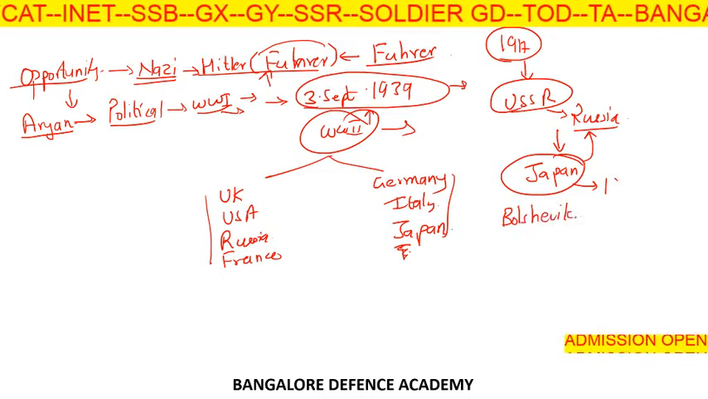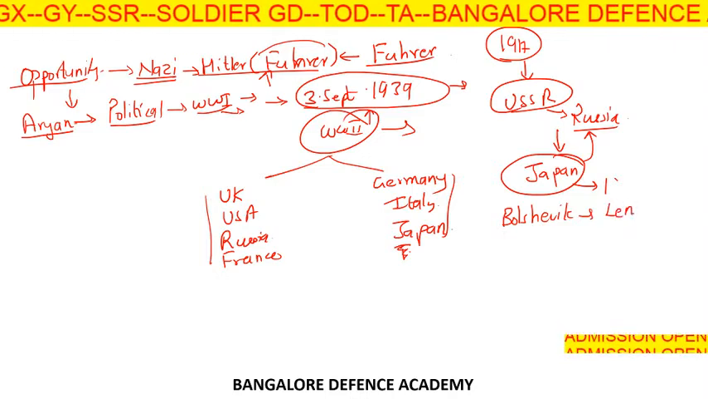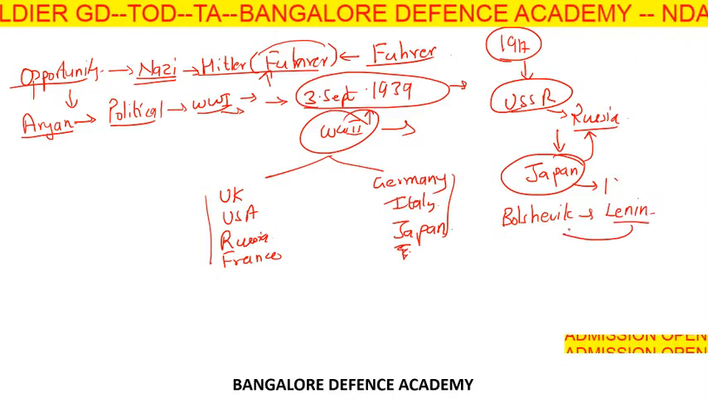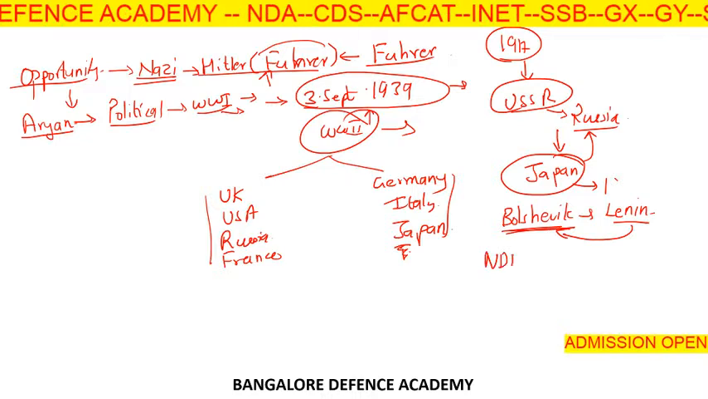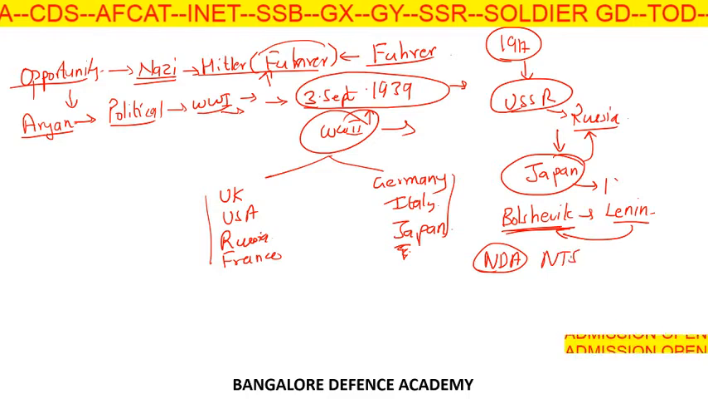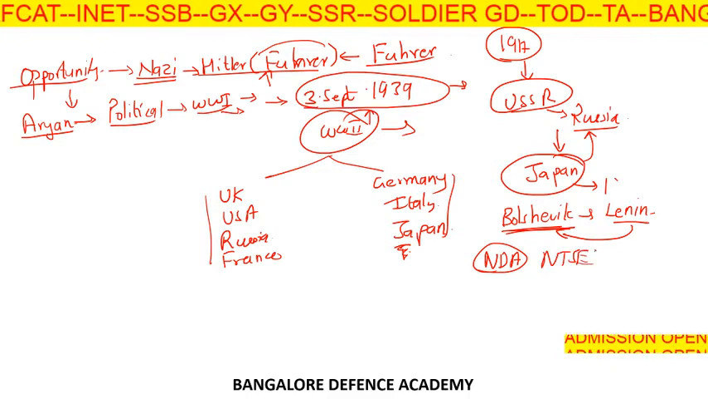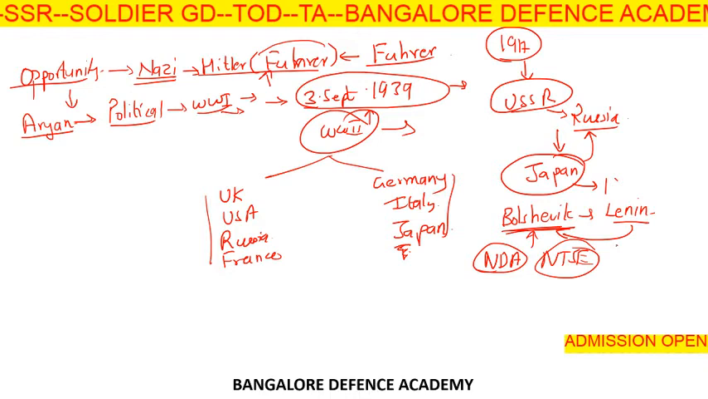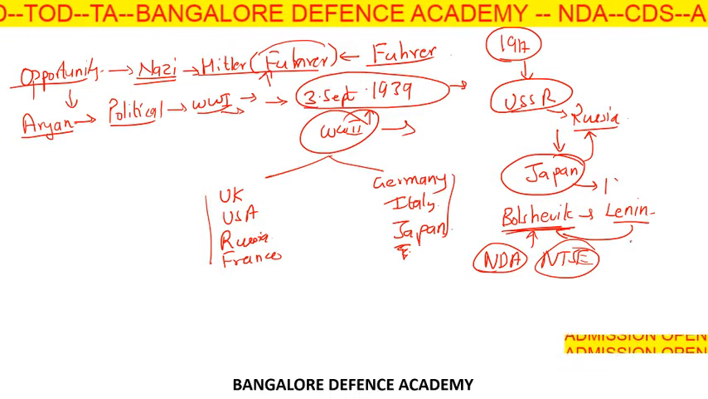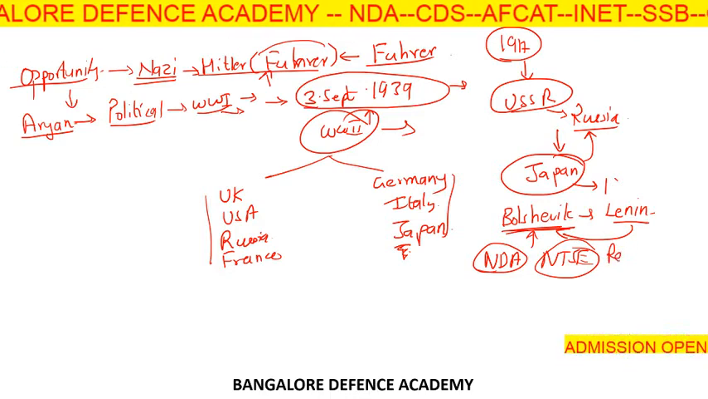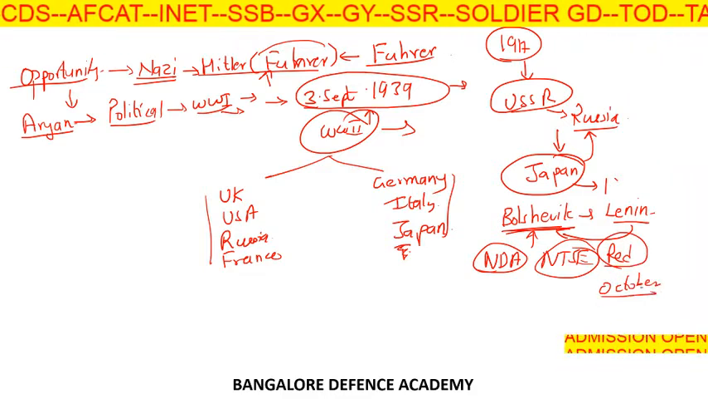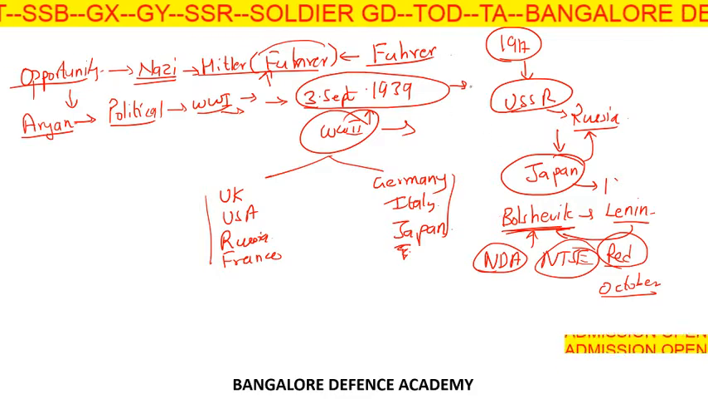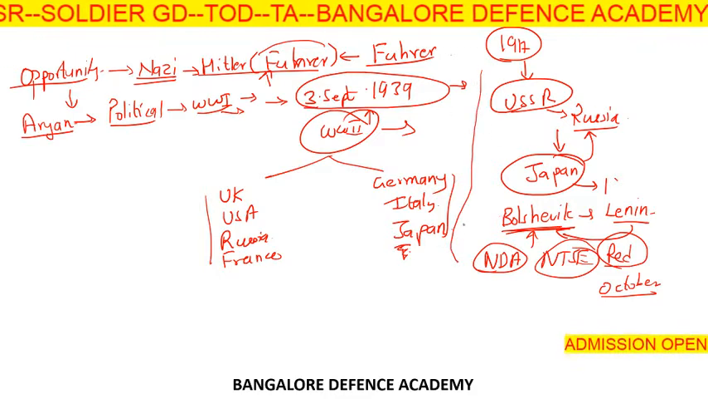The Bolshevik Revolution was led by a great leader, and he is Lenin. Lenin started the Bolshevik Party. If you are preparing for NDA examinations or the National Talent Search examination, your syllabus is related to this Russian Revolution. They will ask who started the Bolshevik Revolution, or what is called the Red Party, or what is called the October Revolution. So this you have to keep in mind. So these were the lessons during the First World War.